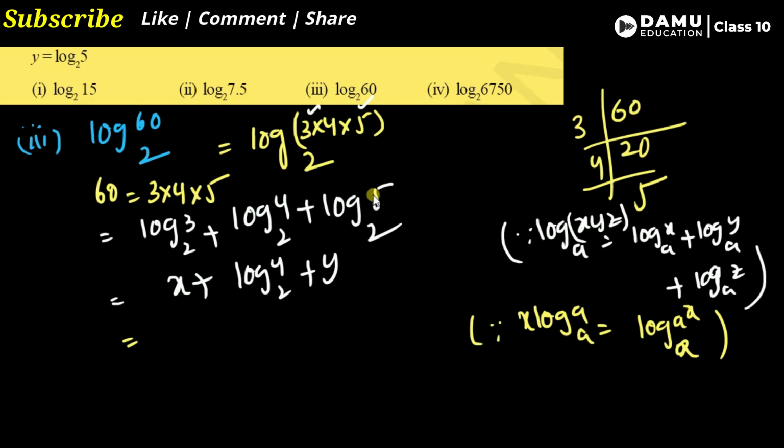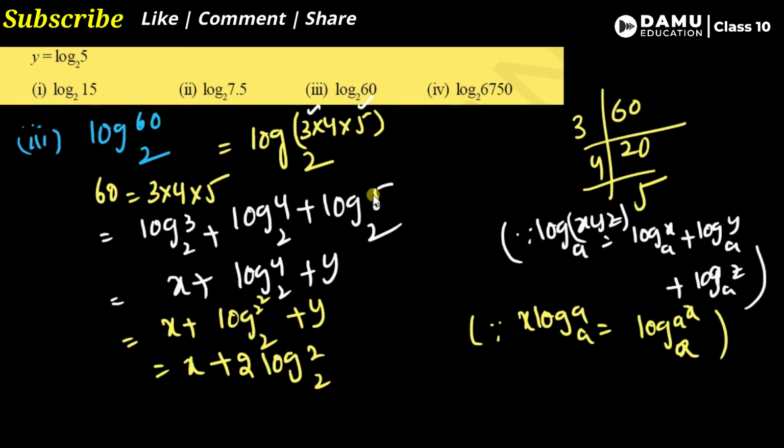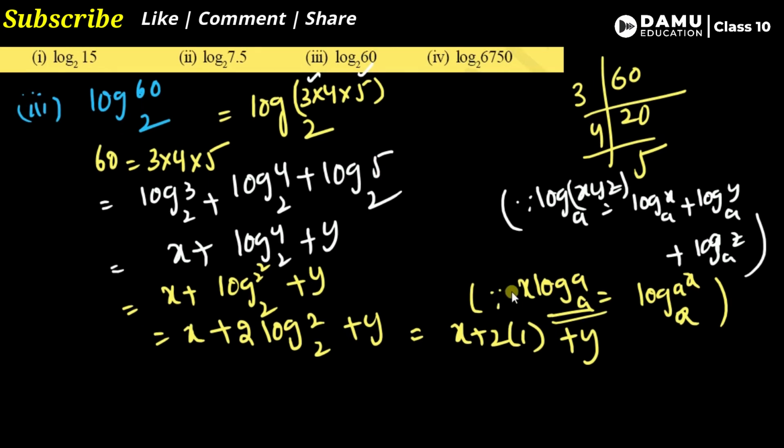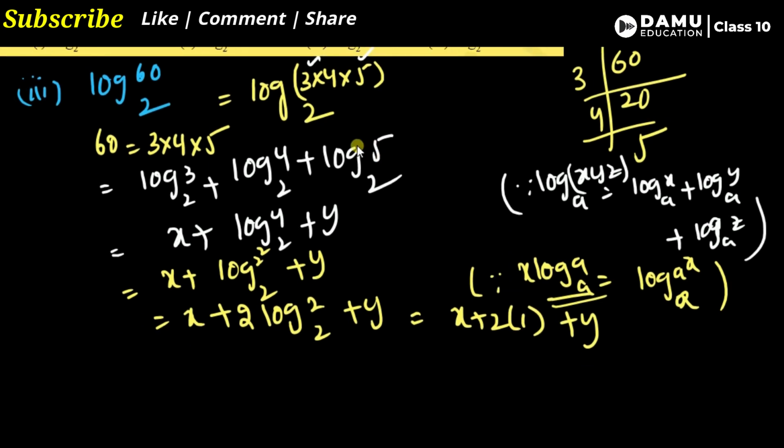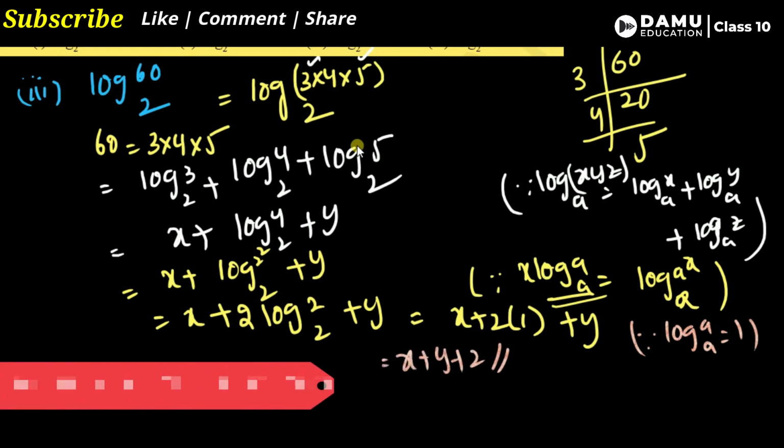So let's take this one as x plus log 2 square base 2 plus y. So log 2 square you can write as 2 into log 2 base 2. This 2 we have taken here based on this formula, plus y. So based on this, x plus 2 into 1 plus y. So how 2 into 1 here? What formula did we use here? Since log a base a is equal to 1, based on this 2 will be there, then x plus y plus 2. So this is x plus y plus 2, that is the value of this.